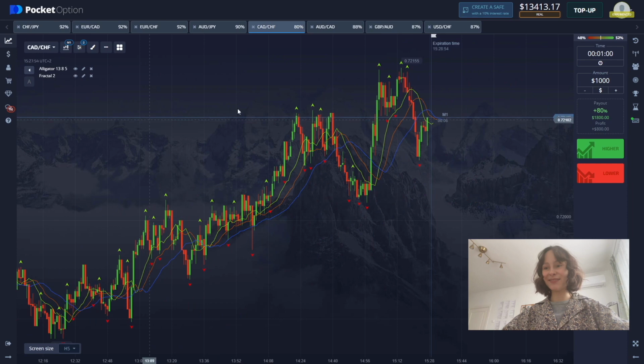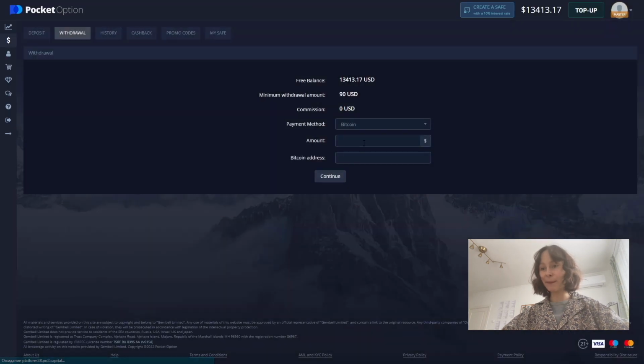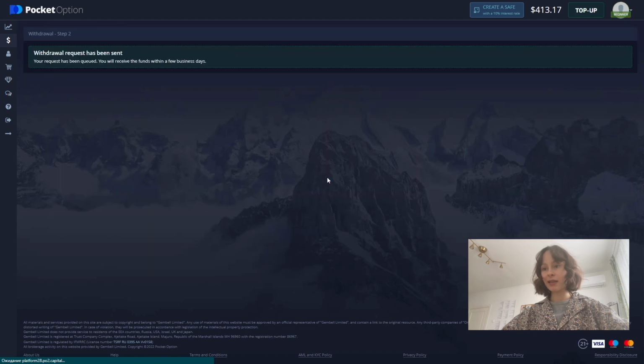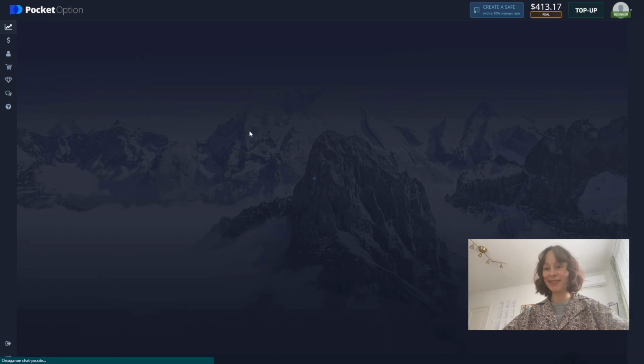That was our trading for today. Let's go to the withdrawal. We will withdraw 13,000 to the Bitcoin wallet, and our operations processing as usual. I would add a screenshot with a successfully processed operation.